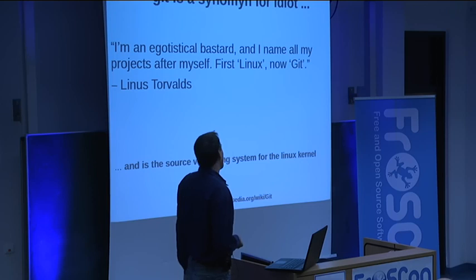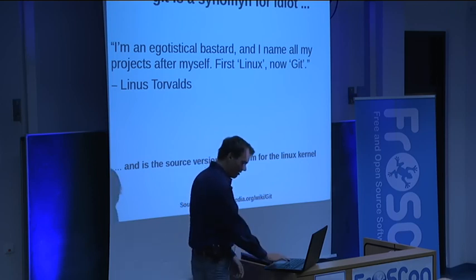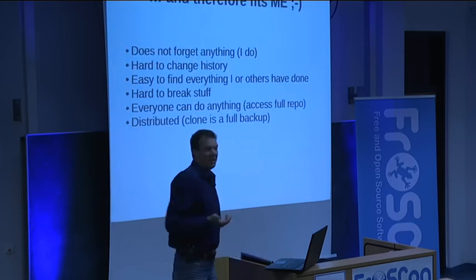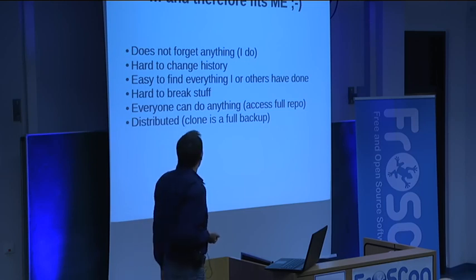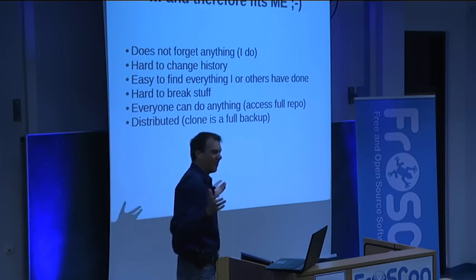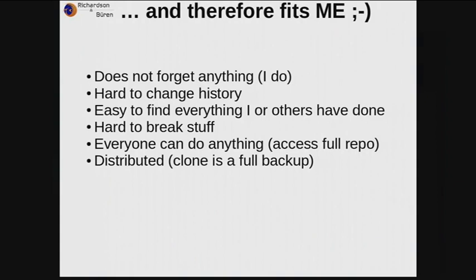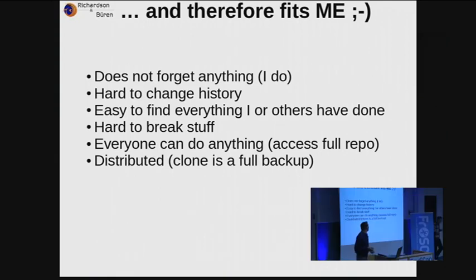Because it's a synonym for idiot, I thought it fits me because I usually forget stuff I wrote back in time, and I need something to keep track and something to remind me. And most of the bullet points here are commonly known to every kind of versioning system, but some points are easier in Git.